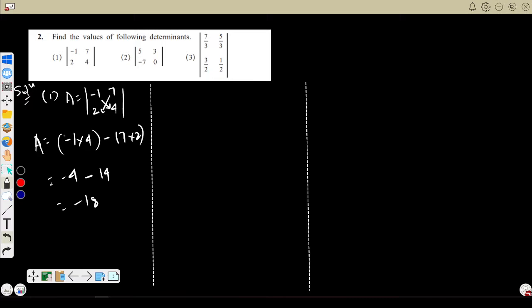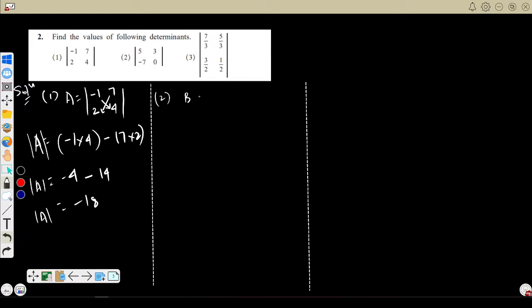One more thing. To represent the magnitude or the answer of the determinant, we use this symbol. We write the alphabet enclosed within two vertical lines. So this is the representation for the final answer of the determinant after we solve it. Now we'll look at the next sum.